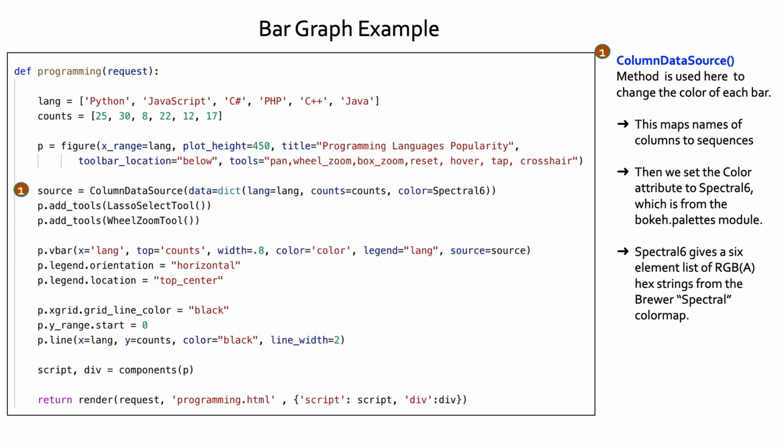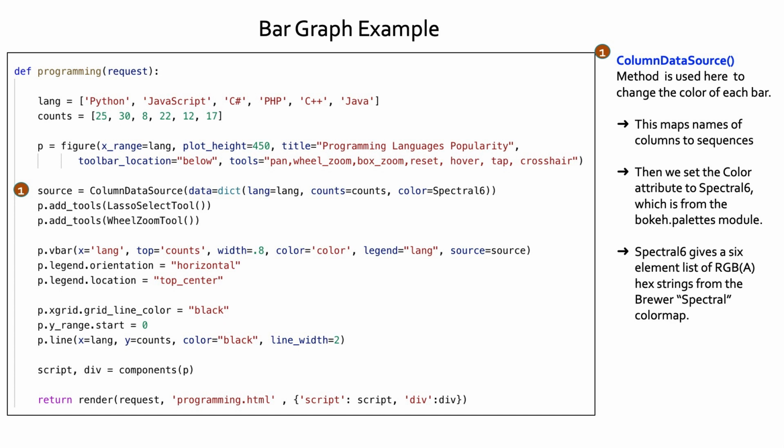Then we set the color through this Spectral6 attribute, which is from the Bokeh palettes module. Spectral6 gives a 6-element list of RGBA hex strings from the Brewer spectral color map. I have a new glyph here, which I haven't used before, called VBar.